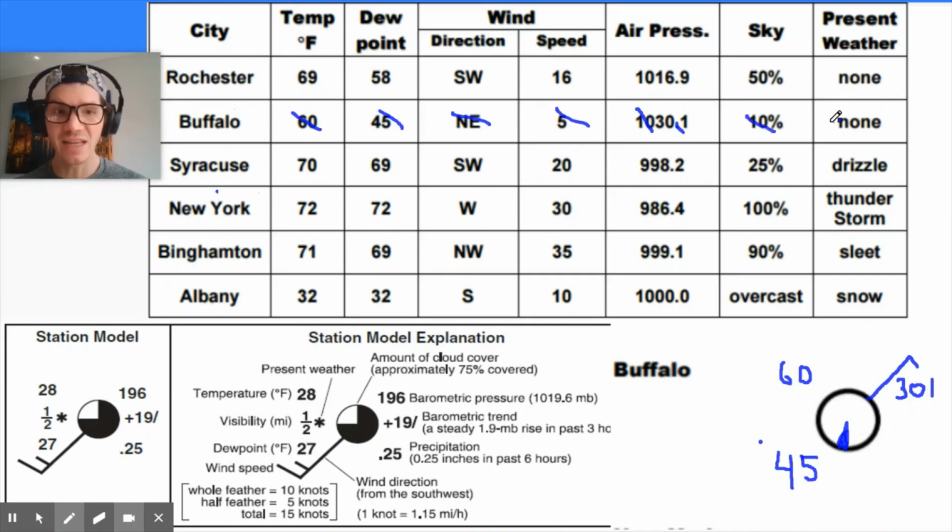And the present weather, since there is no current precipitation, we won't have to have a symbol here. So notice that in a station model, we don't have any units. We don't have anything other than what's being shown here in the station model explanation. Remember to use that ESRT.